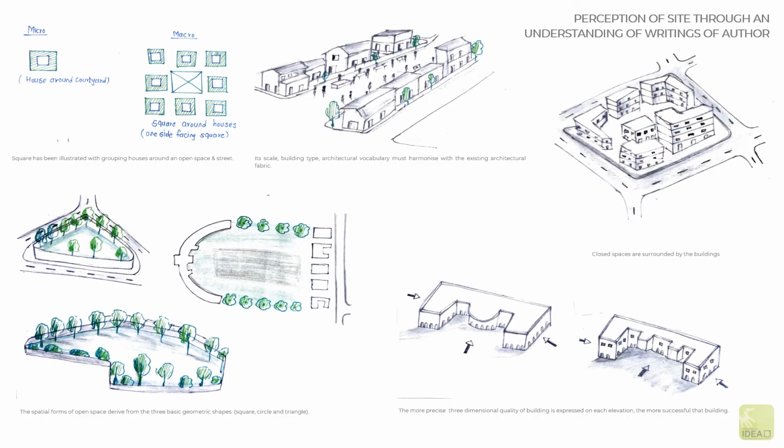Urban spaces are a concept which is completely or partially surrounded by buildings. A square is produced by the grouping of houses around an open space, and a street is a product of the spread of a settlement once houses have been built alongside that available space. The more precise, three-dimensional quality of a building is expressed on each facade. The differentiation of scale plays an enormous role in all spatial forms, such as the effect of various architectural styles on an urban space.